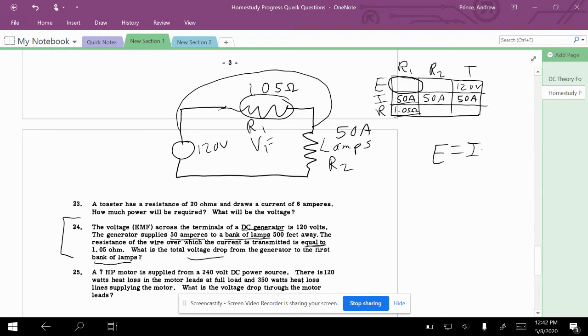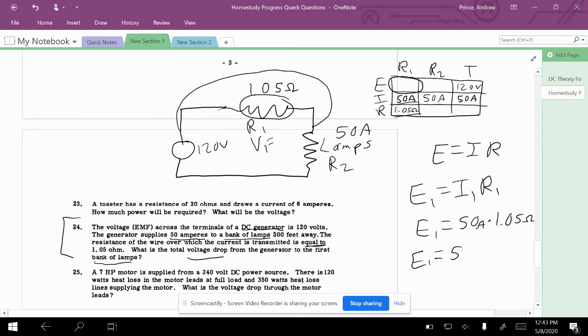E equals IR. So your E1 is going to be equal to I1 R1. So E1 is 50 amps times 1.05 ohms. So I'll put that in: 50 times 1.05. And that gives you a voltage drop of 52.5 volts. It's a pretty big voltage drop for some wire. But we had enough information to get that, right? Because we had the current, we had the resistance. So that's really all we had to plug in there. So 52.5 volts.